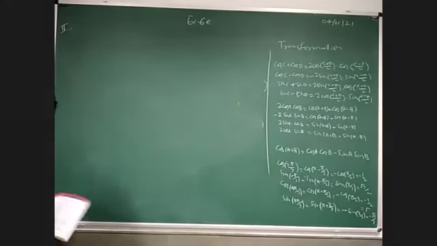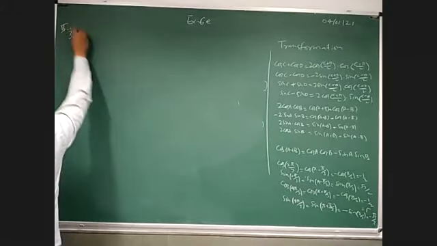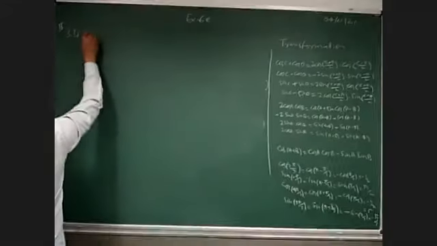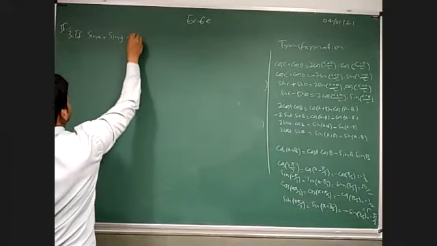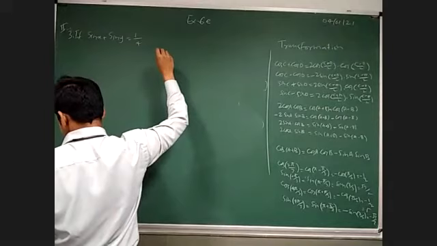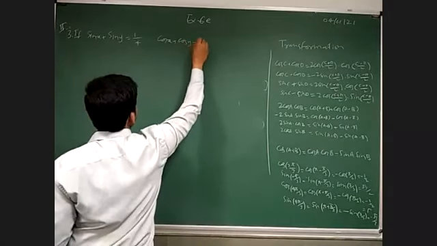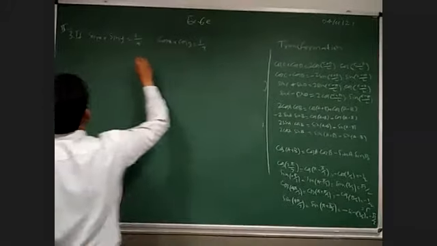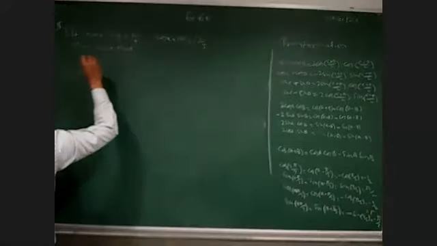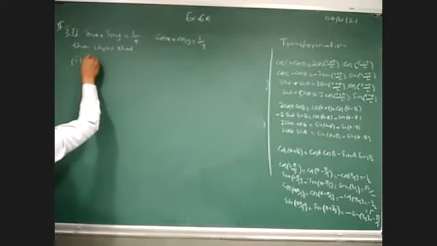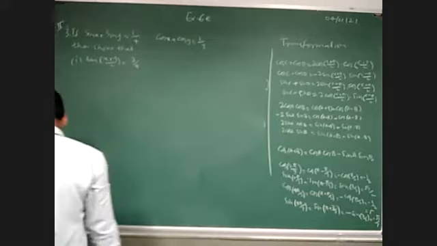Question number 3, that is, if sin x plus sin y is equal to 1 by 4 and cos x plus cos y is equal to 1 by 3, then show that the first thing is tan((x plus y) by 2) is equal to 3 by 4.